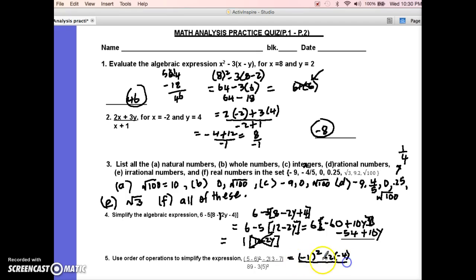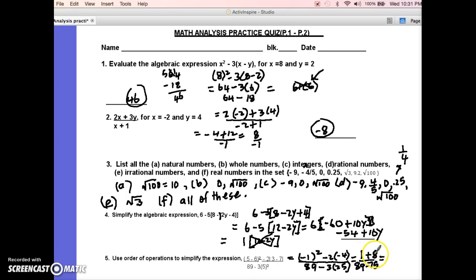And downstairs I have 89 minus, we're going to do the parentheses first. 5 squared is 25, so that's 3 times 25. Working this out, -1 squared would be a +1 because that's -1 times -1. And -2 times -4 is going to give me +8. The denominator I have 89. Take away 75.